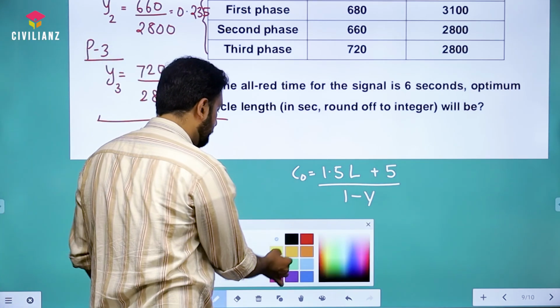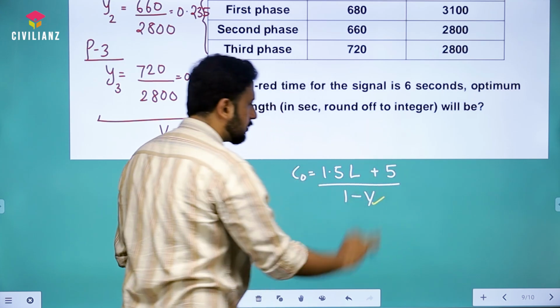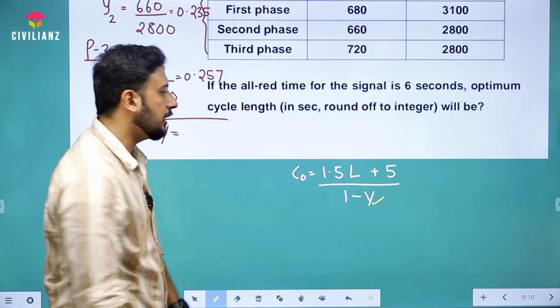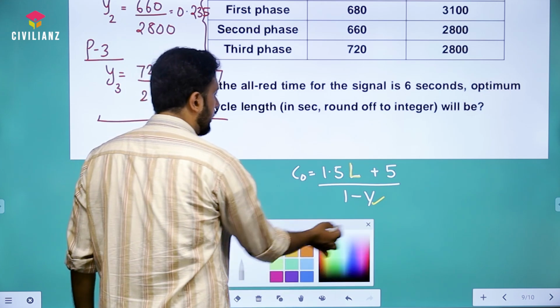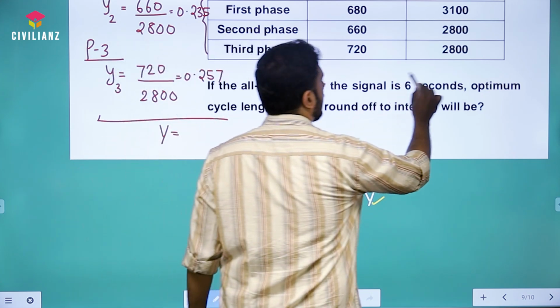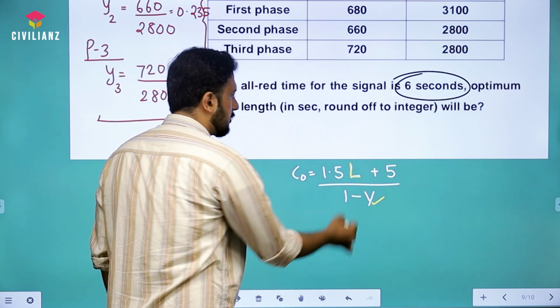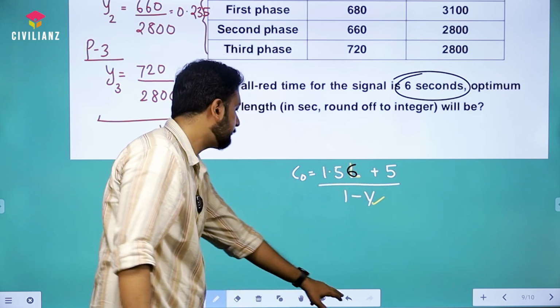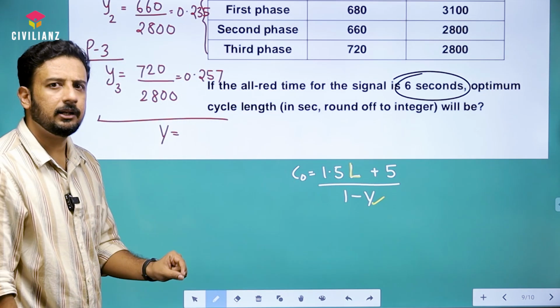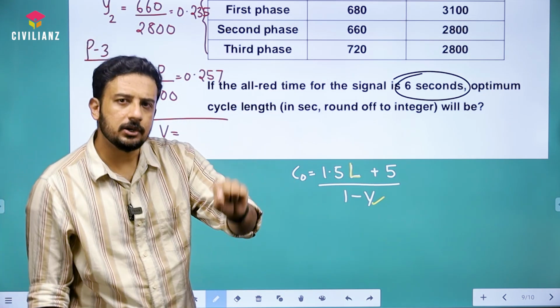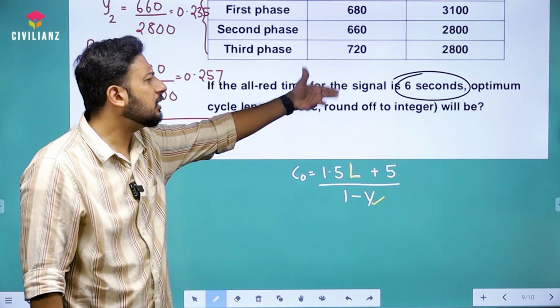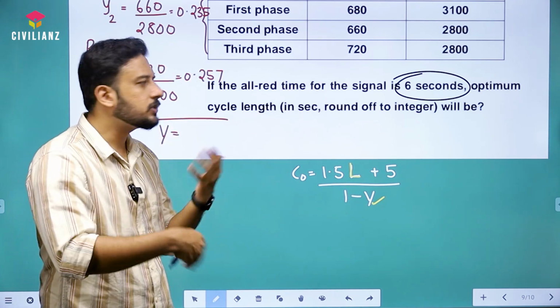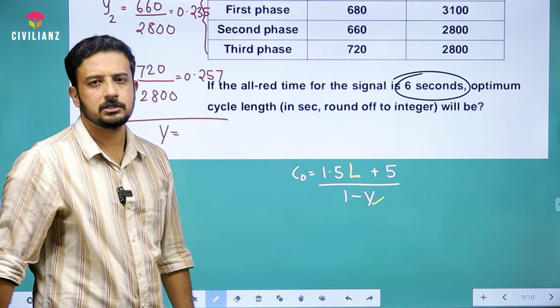Okay, so that is over now. Now what is the unknown here? Capital L is unknown. But here they have given another data. What is that? The altered time is 6 seconds. So can we put 6 here instead of this L? No. What is capital L? Capital L is the lost time per cycle. It is not the altered time, right? Then what is the use of that given data in this particular context?